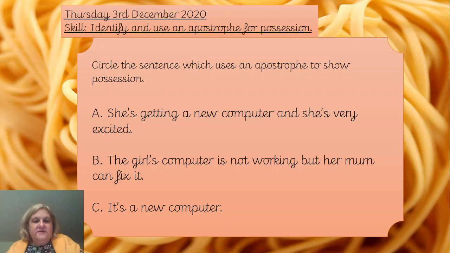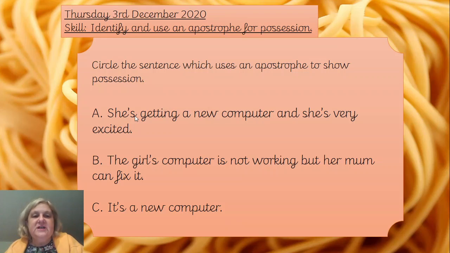So we've got something that belongs to somebody else. It's showing that something belongs to somebody. We've got a girl here. She's getting a new computer. She's very excited. The girl's computer is not working, but her mum can fix it. It's a new computer. So a lot of these are omission apostrophes.